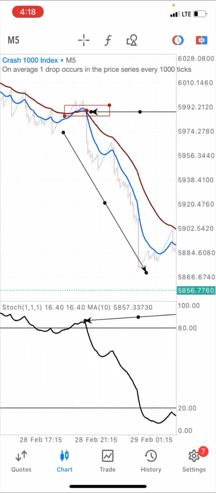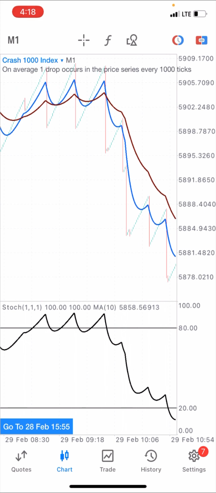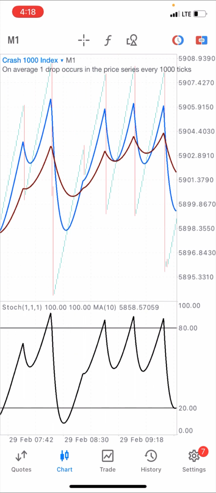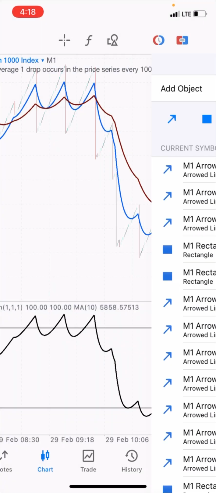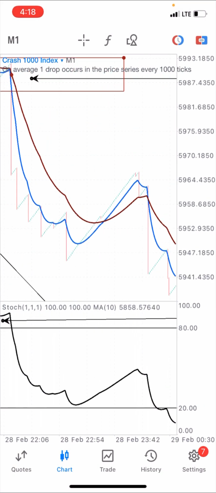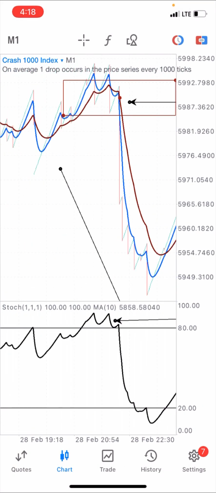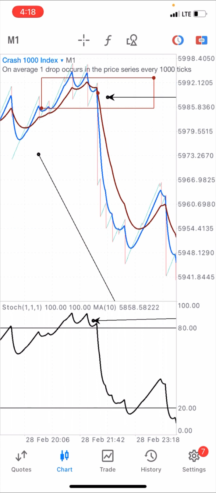But you don't just make an entry yet. You need to also switch to a lower time frame, like the 1 minute time frame. I need to see that there was a crossing. All right, let me go straight to that. Now this is that place that I highlighted on the 5 minutes time frame.